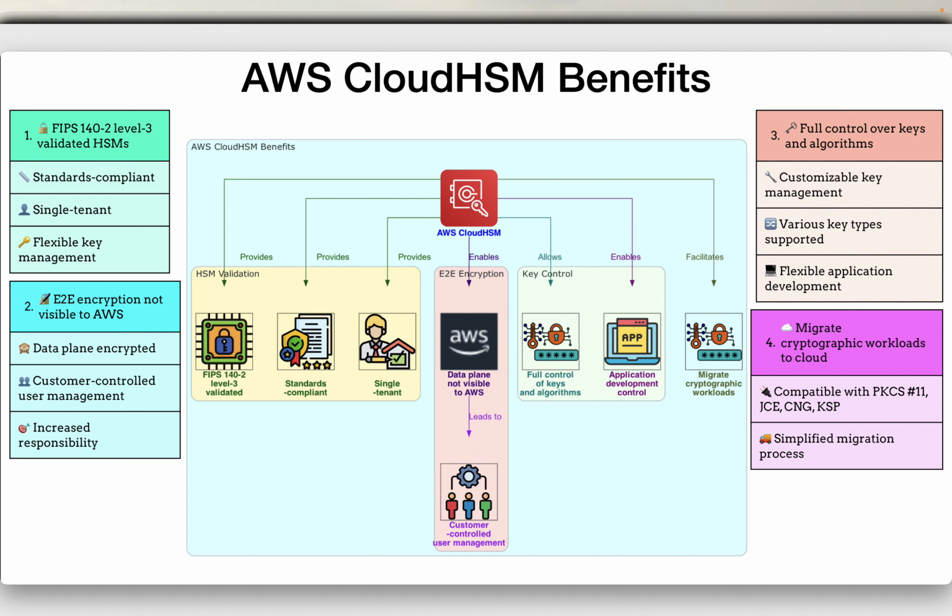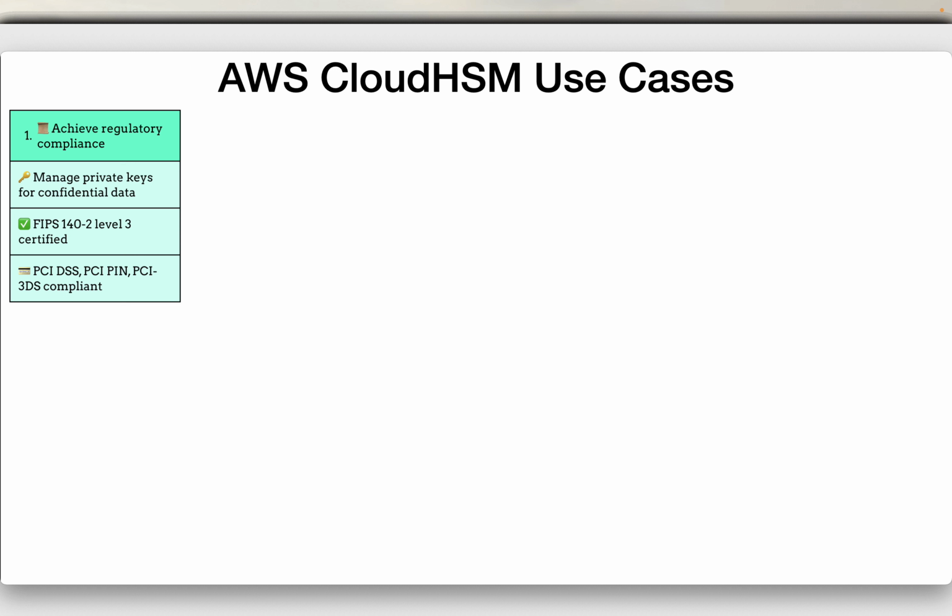So some AWS CloudHSM use cases. Businesses that need to align with enterprise security standards can use CloudHSM to manage private keys that protect highly confidential data. The HSMs provided by CloudHSM are FIPS 140-2 level 3 certified and comply with PCI DSS. Additionally, AWS CloudHSM is PCI PIN compliant and PCI 3DS compliant. So these are some standards. Use AWS CloudHSM to manage private keys that protect highly confidential data, encryption in transit, and encryption at rest. Additionally, AWS CloudHSM offers standards compliant integration with multiple cryptographic SDKs.